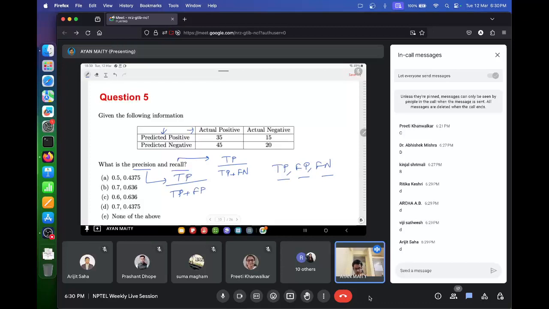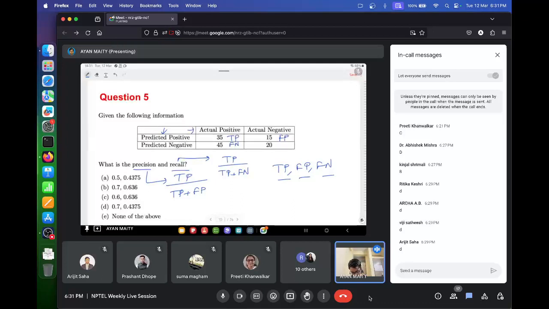So true positive is when it is actually positive and also predicted as positive by the model. So this is the true positive cell and the value is 35. Then false positive is when it is actually negative but predicted as positive. So false positive is this cell and the value is 15. And then false negative is when it is actually positive but predicted negative, so this cell is false negative, whose value is 45. So we have found these three values.